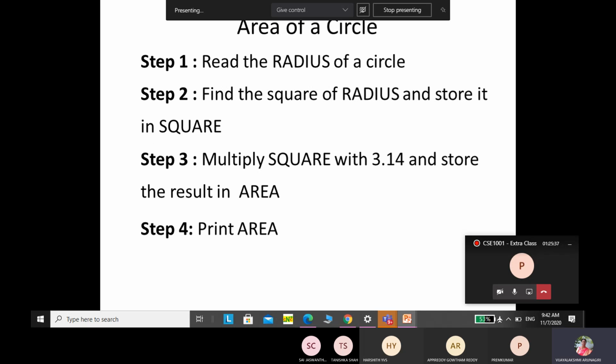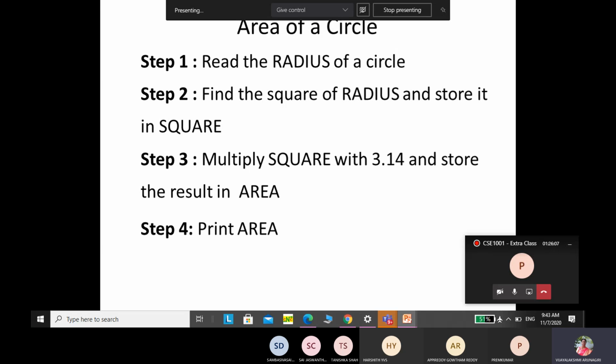Next thing is the area of a circle. How will we write the algorithm for finding the area of the circle? Already we have written the PAC. I need the radius, so I have to read the radius of a circle, and I have to find the square of the radius, or directly you can give area equal to 3.14 into the radius into radius, and finally print area.